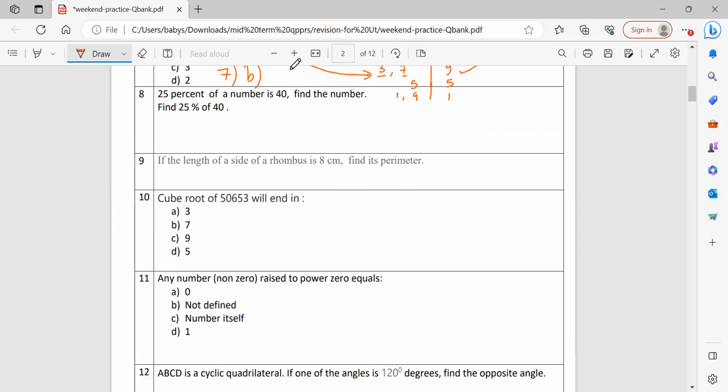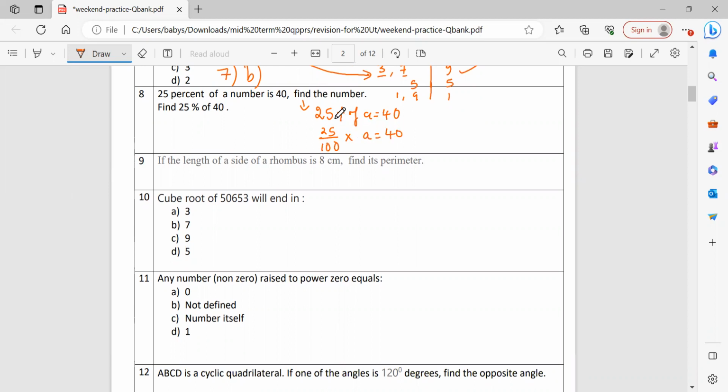25% of a number is 40. Find the number. There are two parts here. So let the number be, let's say, A. So 25% of A is 40. This is as per the question. So this gives me what? 25 percent means 25 by 100 into A is 40.